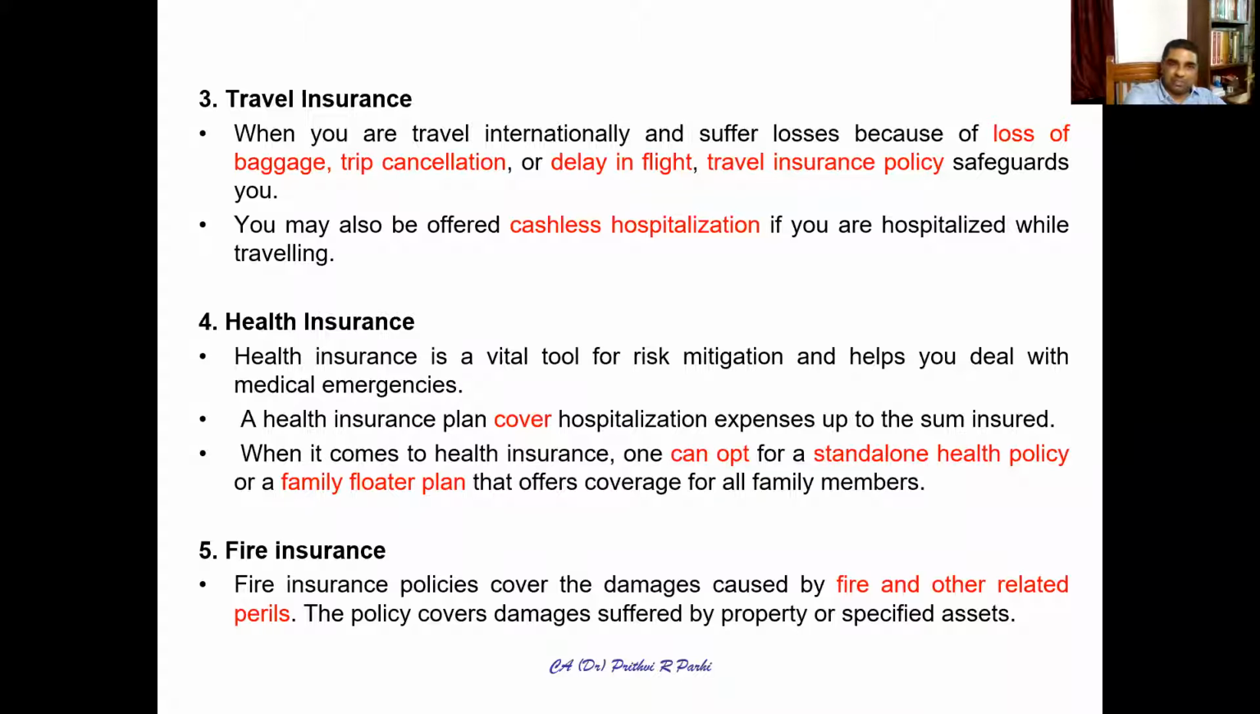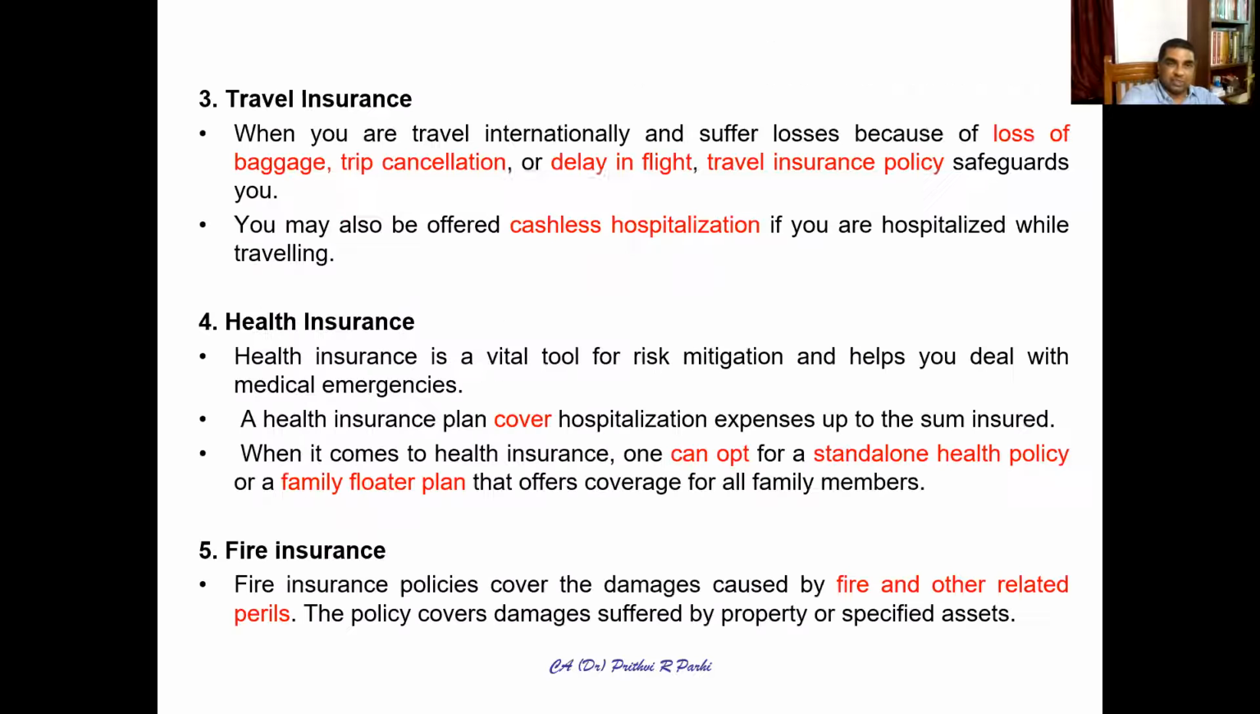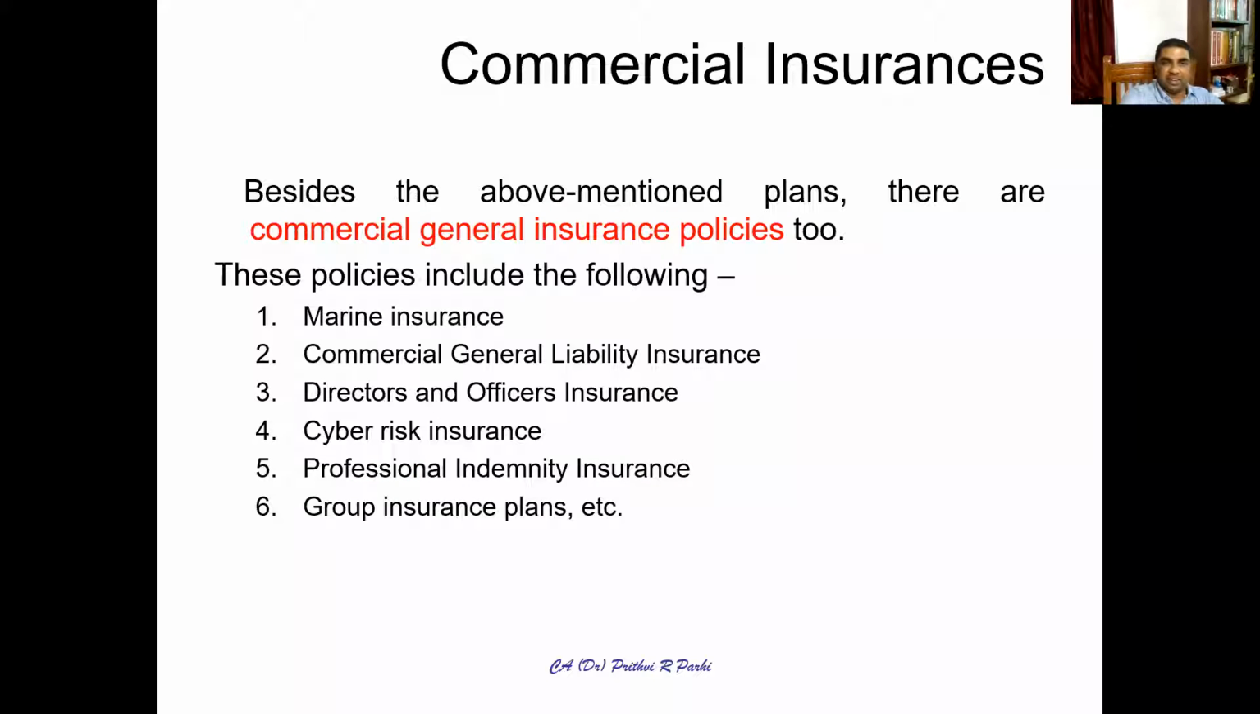These are three more kinds of general insurance we have learned right now. But apart from these basic types of general insurance, there are a few more insurances like marine insurance, that is for a ship's voyage. Then commercial general liability insurance. If someone is doing some commercial dealings, there might be some loss expected, and that can be insured.